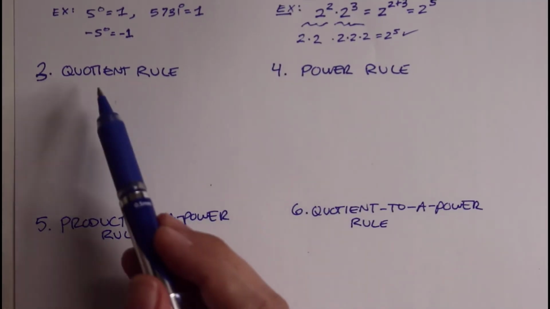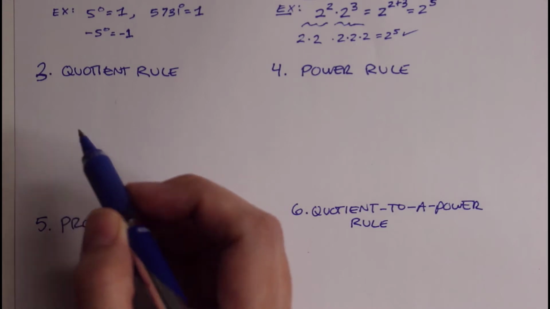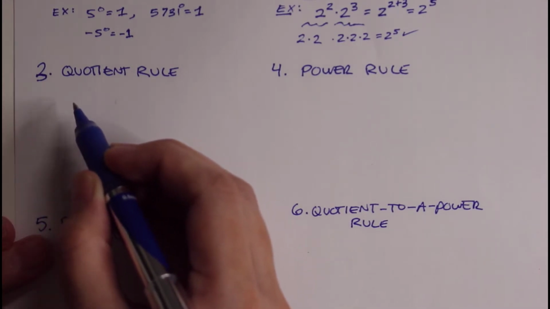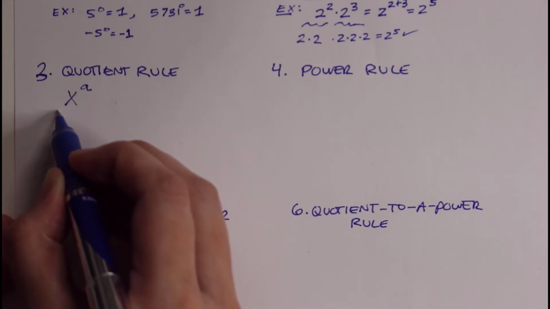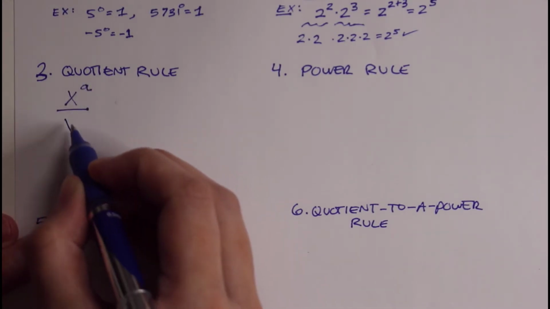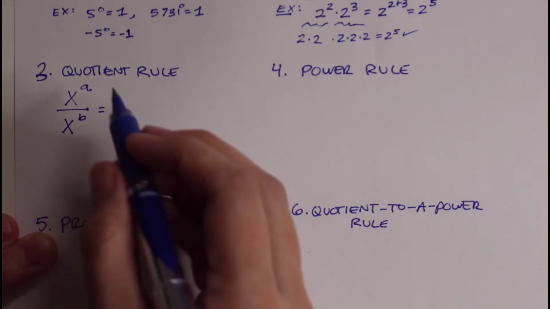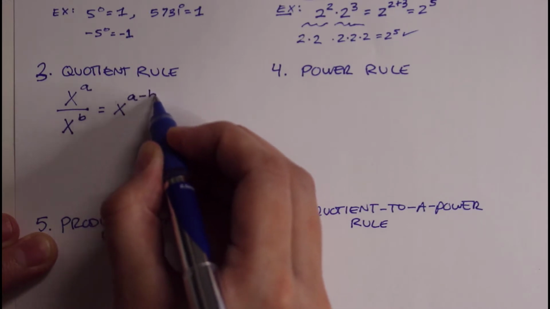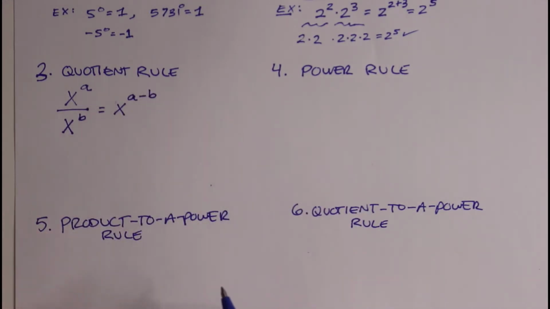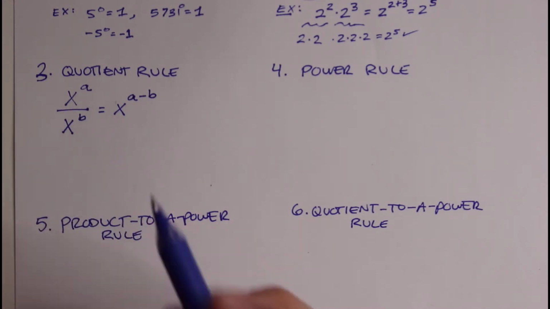The next rule is the quotient rule. Very similar to the product rule. And that's going to be if you have a base to a power divided by the same base to a power. What you actually get to do here is just subtract the exponents. So x to the a minus b. Now you just have to be careful as long as x is not 0, we can't divide by 0.